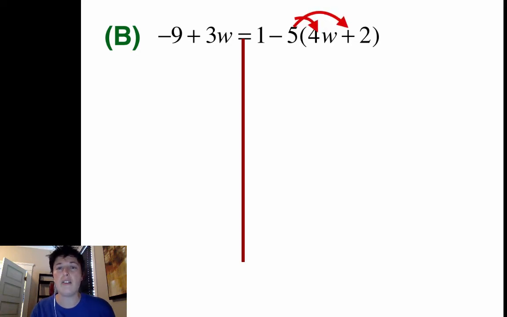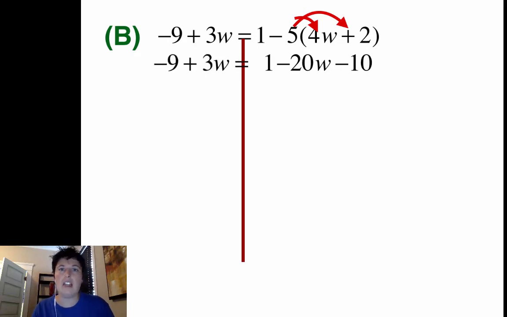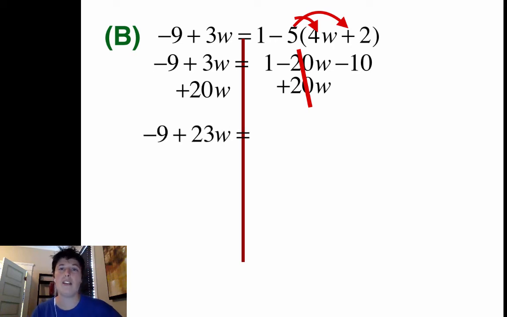You need to draw the arrows and multiply that minus 5 inside. So since it's a minus 5, when you multiply it by 4W, you get minus 20W. And because it's a minus 5 times 2, you get minus 10. Then you can put that 1 that's just sitting there out in front. And the equals negative 9 plus 3W. But that should be your first step, so really carefully check your first step. And then it's just, let's get the W's together. So I think I'm going to add the 20W over. 3 plus 20 will make it 23W. So I'm going to have negative 9 plus 23W. What's left on the other side?